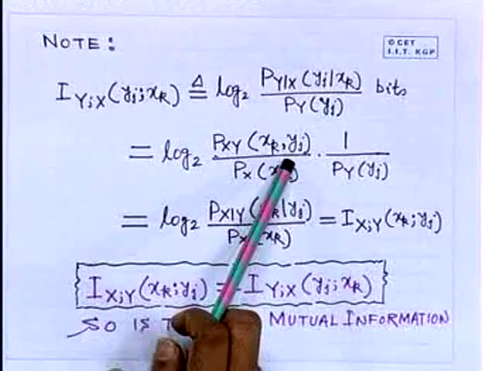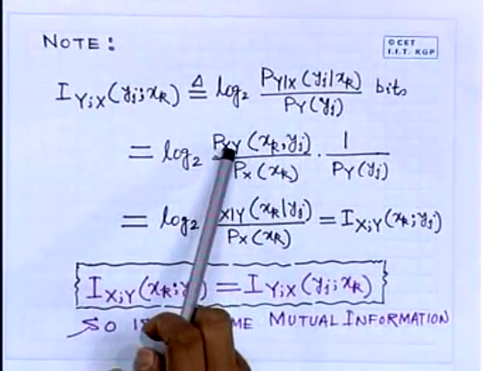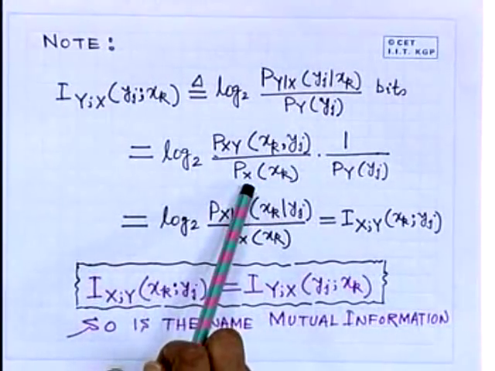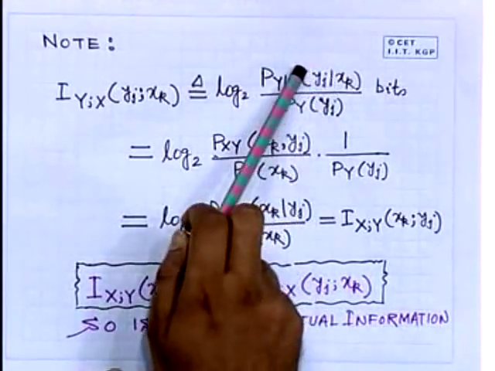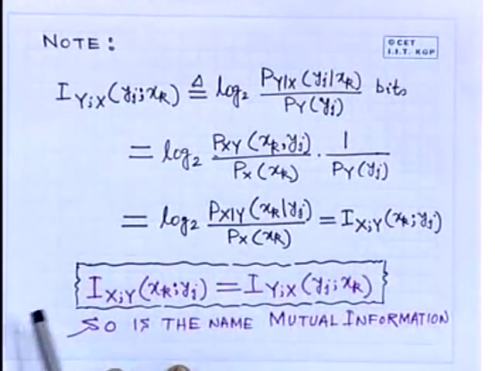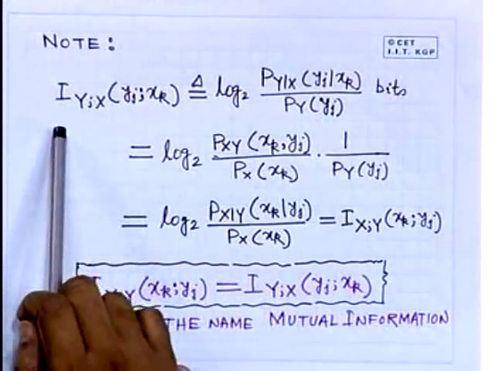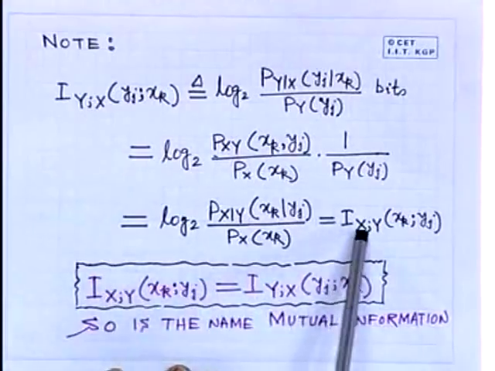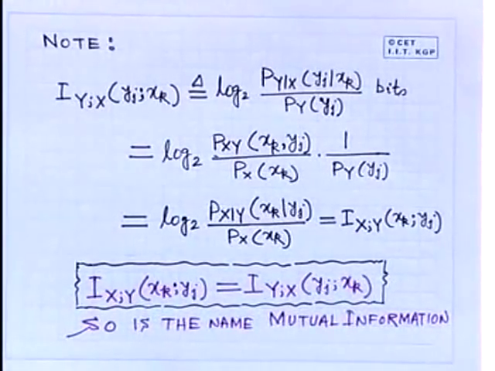We can separate out the probabilities. I may break this conditional probability in terms of the joint probability. See, this expression p xy of xk comma yj is a joint probability that xk occurs in experiment X and yj occurs in experiment Y, capital Y. This joint probability is divided by the probability of x equal to xk, which gives the conditional probability, and then 1 upon p of yj. By rearranging, I can get that I of y semicolon x is nothing but I of x semicolon y.